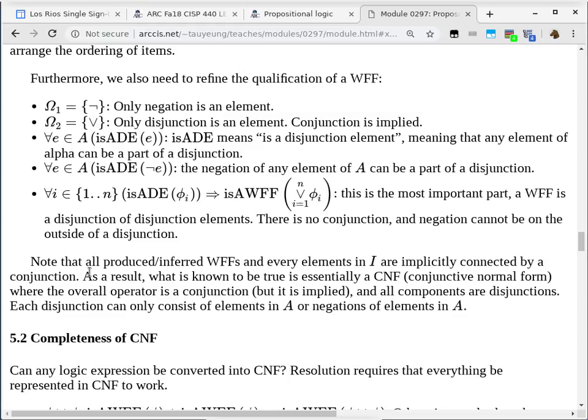So we are redefining what it means to be a well-formed formula. A well-formed formula is going to be a disjunction. Each term of the disjunction can only be a constant, the negation of a constant, a variable, or the negation of a variable. It cannot be a conjunction expression because we don't even have conjunction as an operator anymore. It cannot be the negation of another or, because that will basically violate the rule of each one being an element of a disjunction. Is that okay? Does everybody understand this rule, how we are changing the meaning of a well-formed formula? I'll give you a few examples to illustrate.